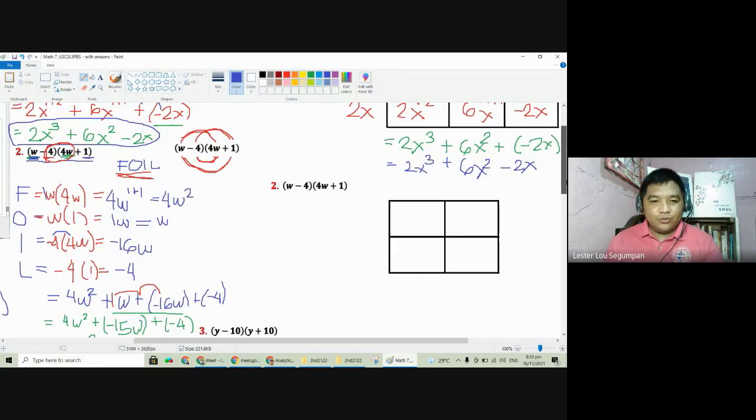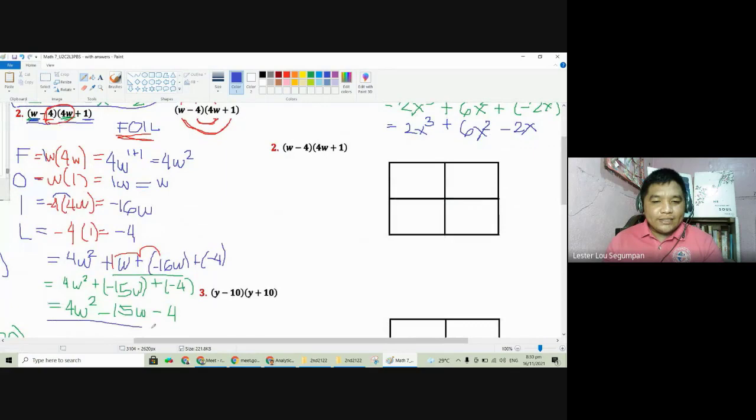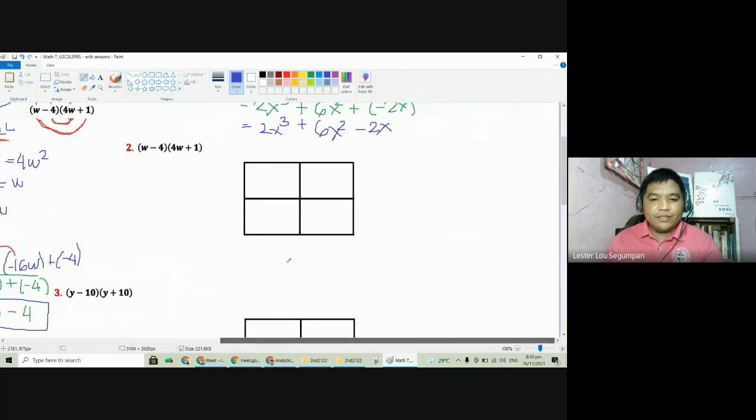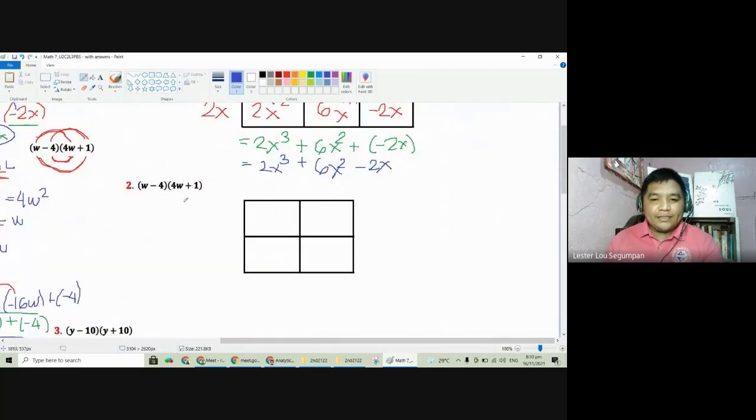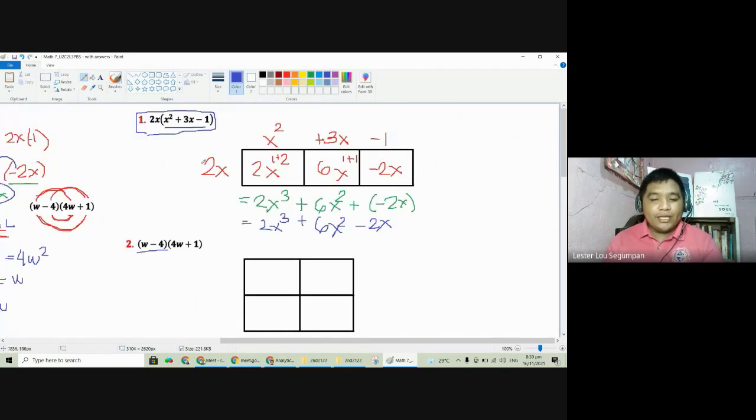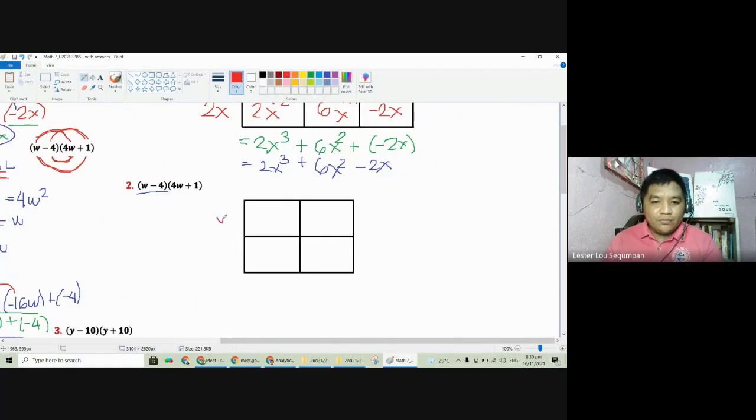Let's proceed to number 2, and let's see if the result will still be 4w squared minus 15w minus 4. To do that here, let me cover this first. We are going to place here the terms for any of the two binomials. But let's just write the first term vertically so that it will be the same thing as what we did in number 1. So we have here w, and the minus 4 again will be taken as a sign of the next term, which is 4.